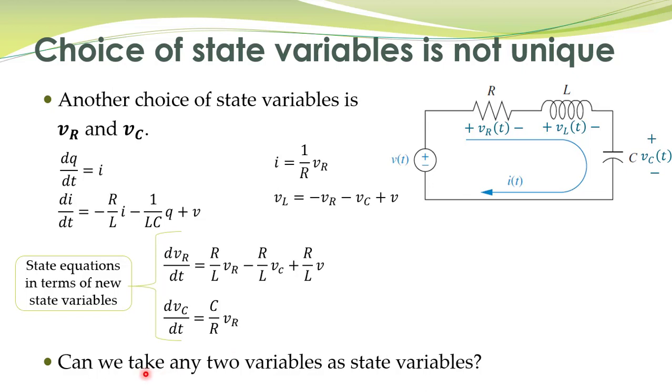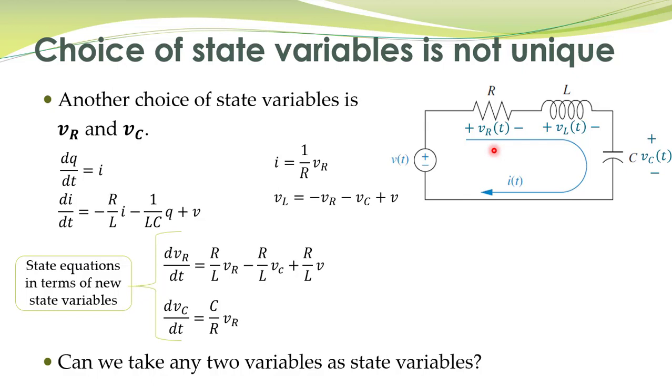So now the question is, can we take any two variables as state variables? What do you think? We have learned that state space representation and choice of state variables is not unique. On the previous slide we had taken two state variables. On this slide we have taken two other state variables. So we know that for this particular system there are two state variables, but now the question is whether any two variables can be taken as state variables.